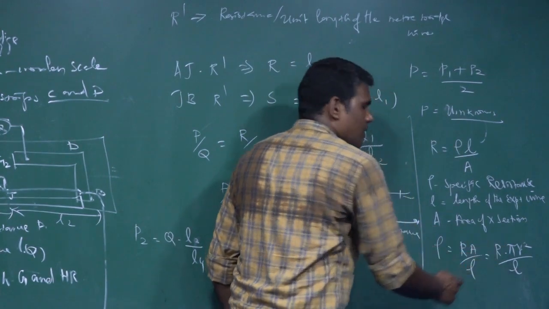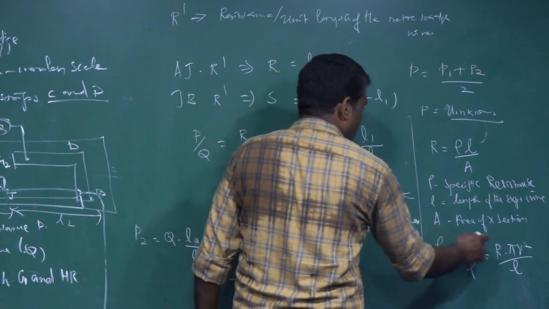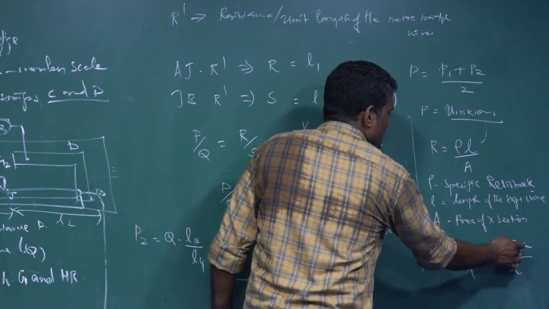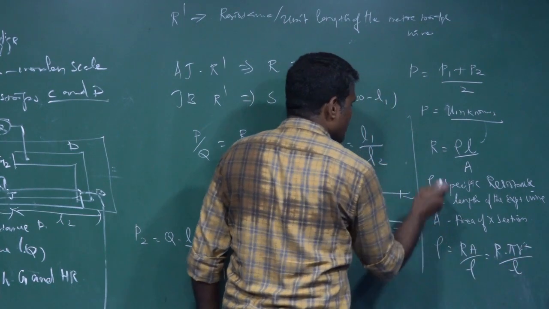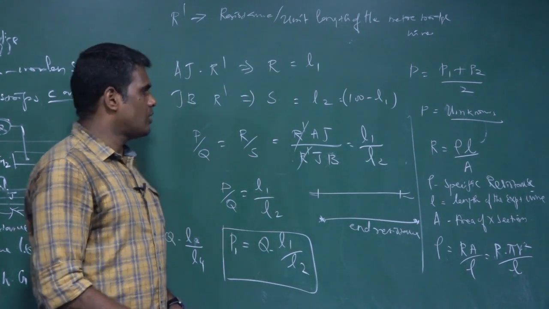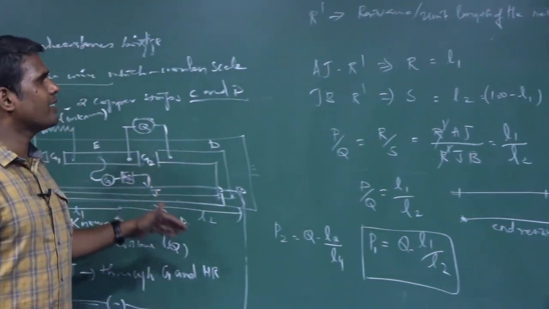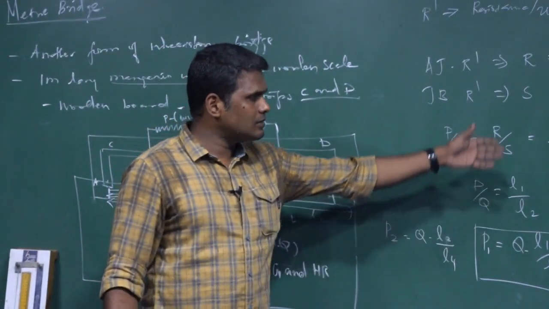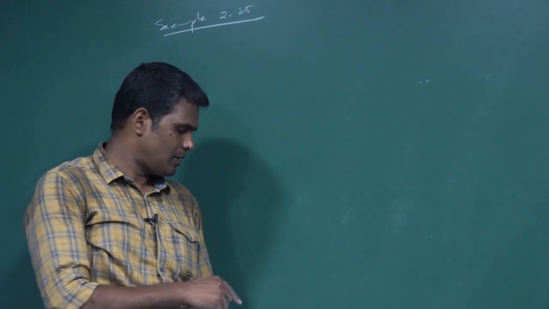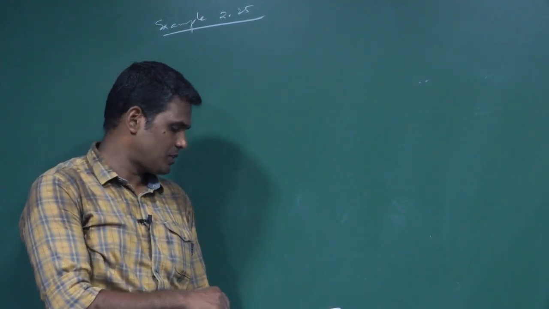With the value of unknown resistance determined, what is the value of unknown resistance here? We have taken P. So P into pi r square divided by L will give you the value of the specific resistance of the given material wire. So, with the meter bridge circuit, we can determine the value of unknown resistance as well as the value of specific resistance. We shall see example 2.25 related to the meter bridge.